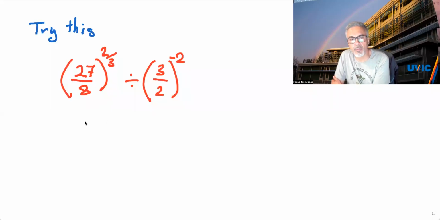So here's an interesting question. It involves this and this. This is a fraction with an exponent that's a fraction. And here's a fraction with an exponent that's negative. What do we do in this case?